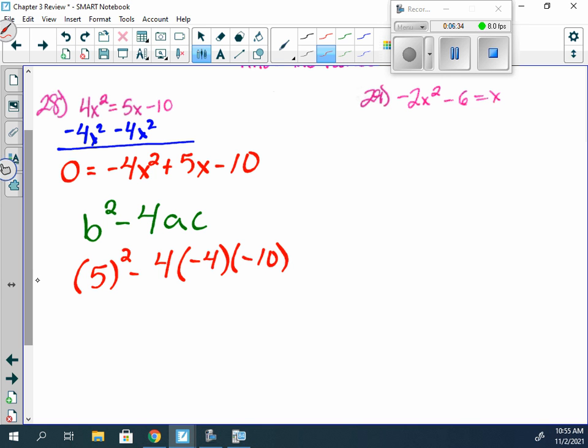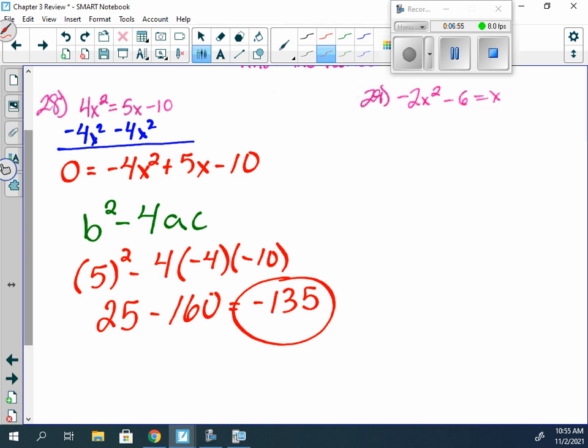And again, at this point here, we could type the whole thing into the calculator, hit enter, and it would give us the answer. Because if we did this by hand, we would have 25 minus 160, which is going to be a negative 135. Now, since the discriminant is negative 135, what do we have? 2 complex. 2 complex solutions.